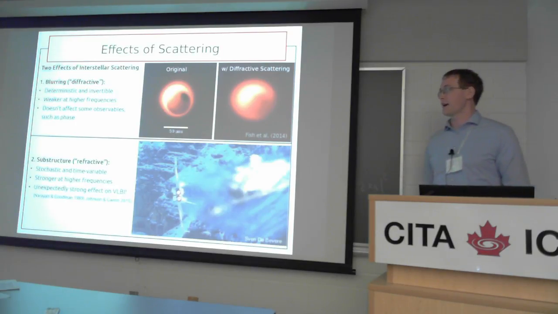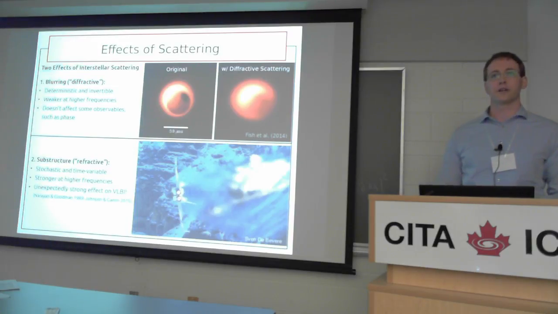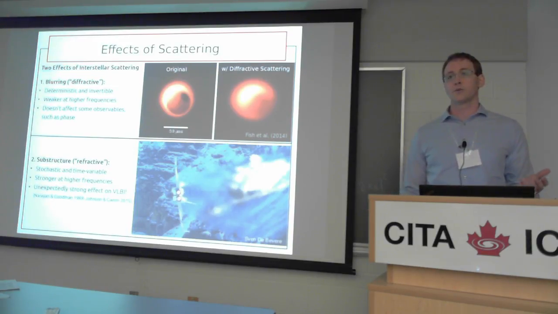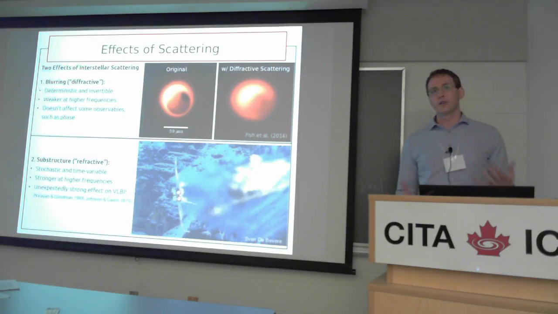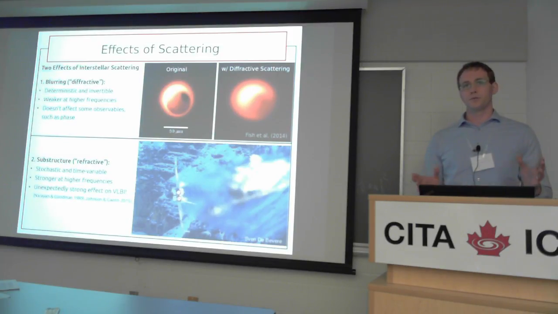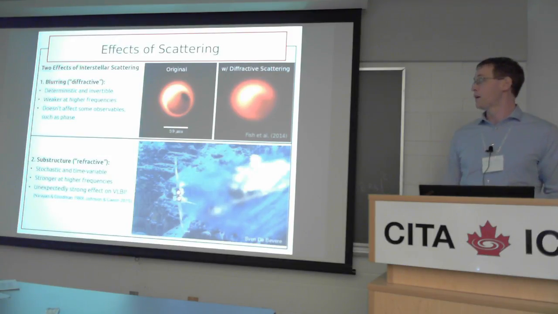One interesting thing about it is it doesn't affect some interferometric observables like phase. So closure phase, for instance, is unaffected by this type of scattering. So you can still learn things about your source even if you don't have a precise model for the scattering. You can infer things like anisotropy.